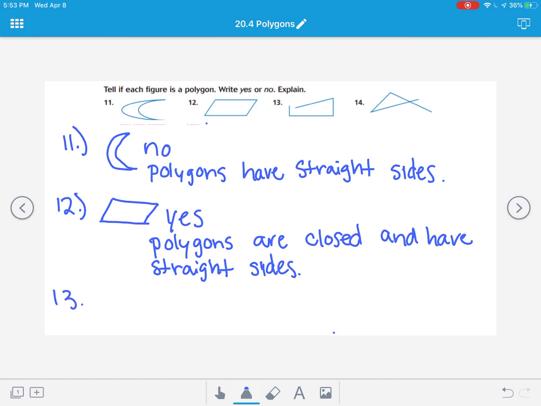All right, number 13. Oh, bam, bam, bam. Do you see this opening right here? That makes it not a polygon. Let's still sketch it into our journal. Unfortunately, this is no. And again, we'll give the reason. Not that they have straight sides. This does have straight sides. Polygons are closed. Closed figures.